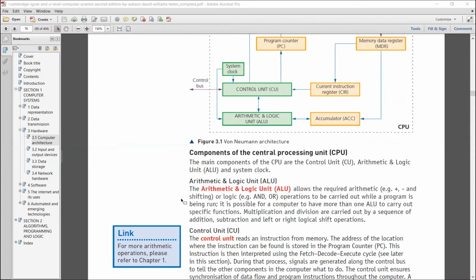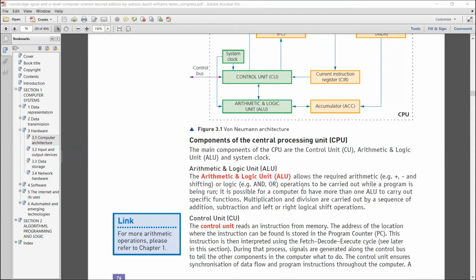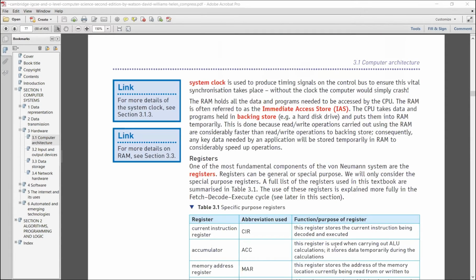Now, moving on to the control unit. As the name implies, it is there to manage everything happening in the computer system. So whatever is written here, fine. The address of the location where the instruction can be found is stored in the program counter. We will discuss it right now. But its main purpose is to see that everything is happening properly or not. So you can see it's basically going to help you in the fetch, decode, execute cycle processes. So this is what we will definitely be discussing here.